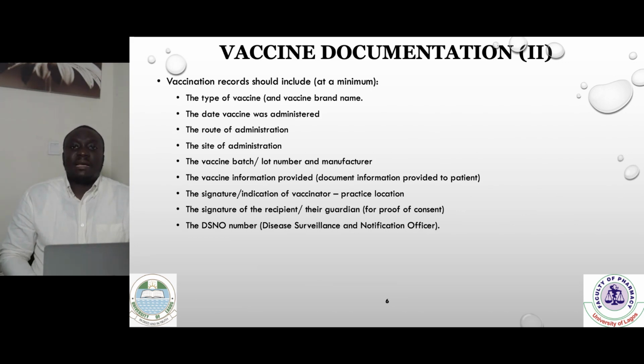It is expected that vaccine records should include at a minimum the type of vaccine and the vaccine brand name, the date the vaccine was administered, the route of administration, and the site of administration. You should also be able to include information like the vaccine batch number, the lot number, and expiry, manufacturer as well. Also, other information should be included in the document or the information pack.